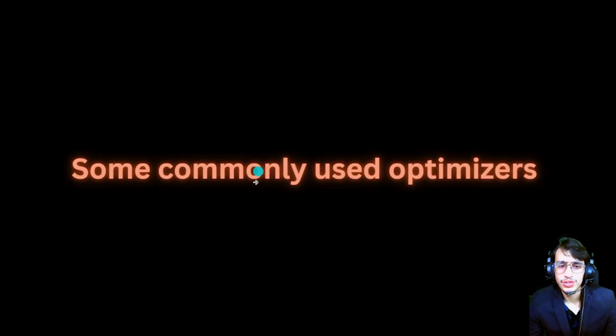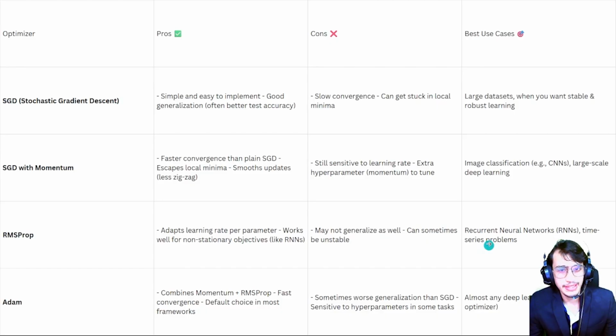Now let's see some commonly used optimizers. These are the four optimizers which you will use. First one is SGD, or stochastic gradient descent. This is a very basic one, and generally we use it for large data or where we need stable learning. Then there is SGD with momentum. Momentum is an add-on to SGD.